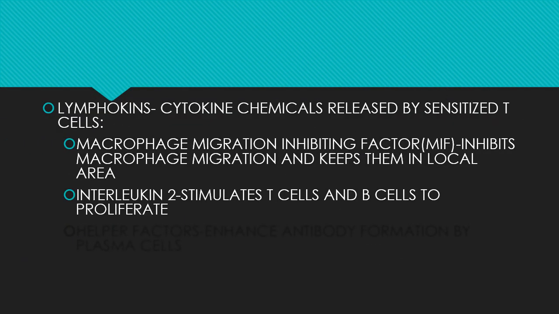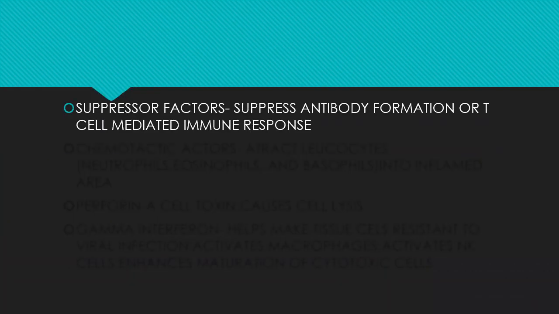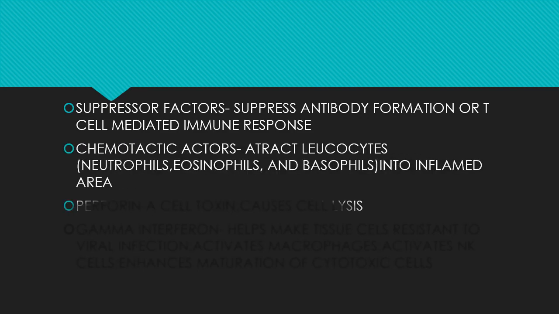So the lymphokines, they are cytokine chemicals released by sensitized T cells. Macrophage migration inhibiting factor, MIF, inhibits macrophage migration and keeps them in the local area. Interleukin 2 stimulates T cells and B cells to proliferate. And helper factors enhance antibody formation by B cells. Suppressor factors suppress antibody formation or T cell mediated immune response, and chemotactic factors attract leukocytes like the neutrophils, eosinophils, and basophils into the inflamed area.